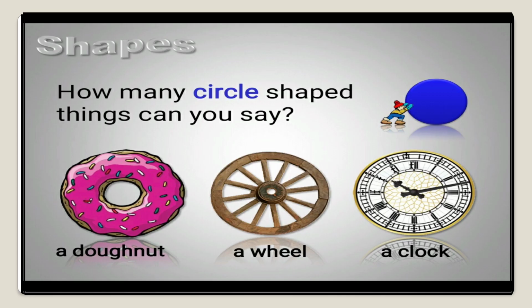How many circle shaped things can you say? A donut, a wheel and a clock. So at your home, can you say some of the things that are circle in shape?